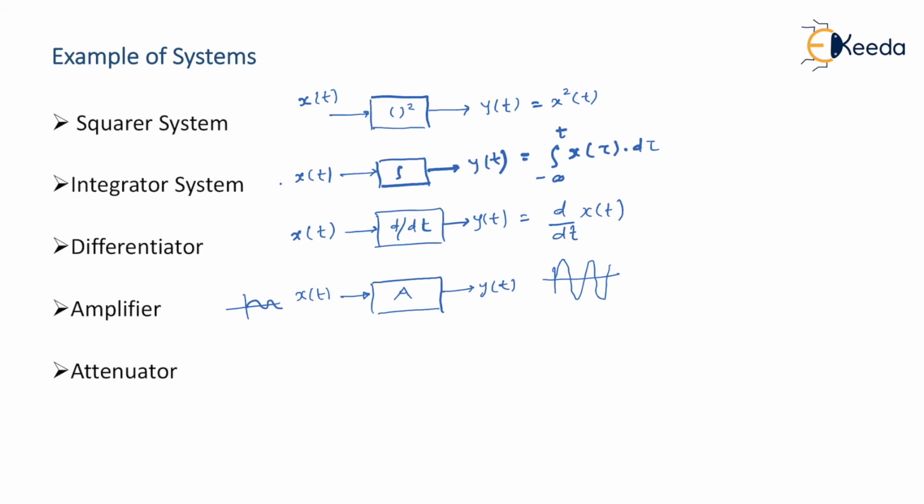Or we may have an attenuator system, again with input x of t, some attenuation factor, and some y of t here. What an attenuator does is exactly the reverse operation of an amplifier. Let's say we have some normal input here; in turn it is going to attenuate the input. It means it is going to reduce the amplitude of the input by, let's say, a factor k. So depending upon the functionality, the system is going to process the given inputs and produce the output that we are interested in.